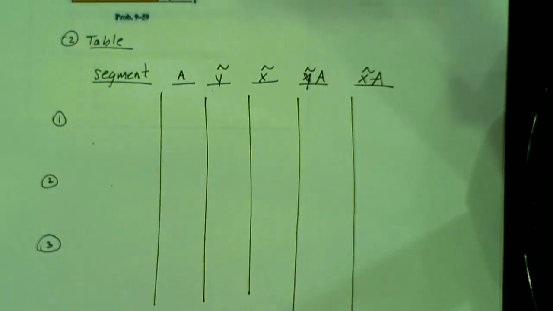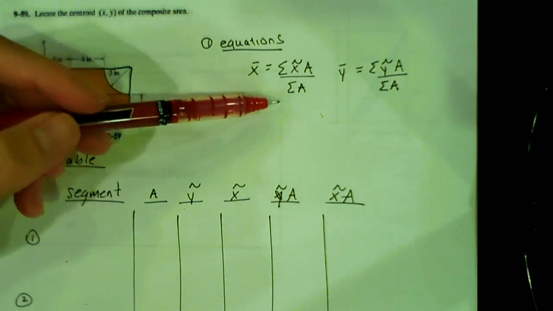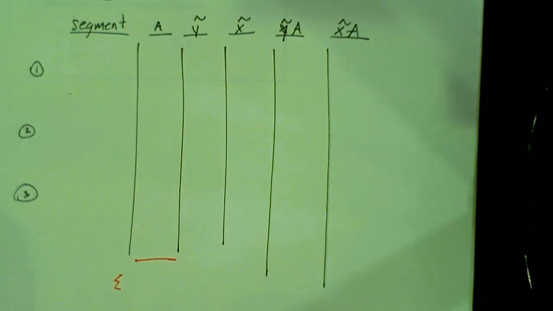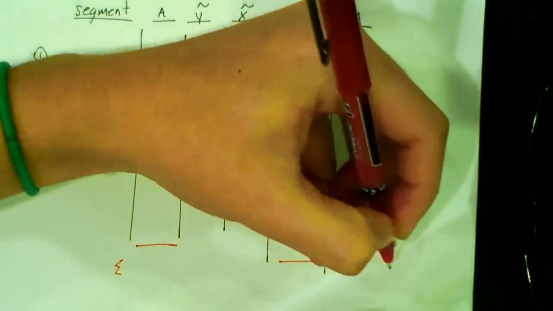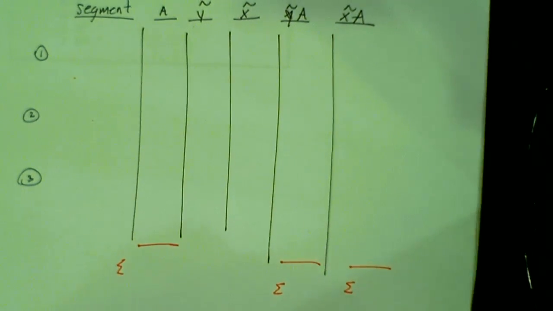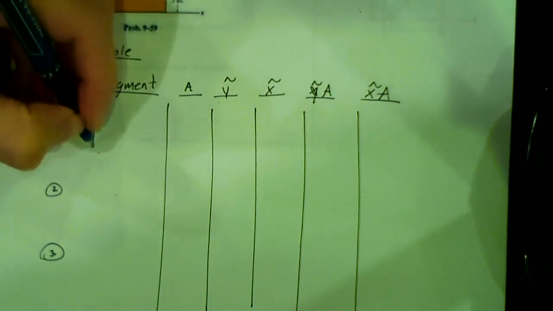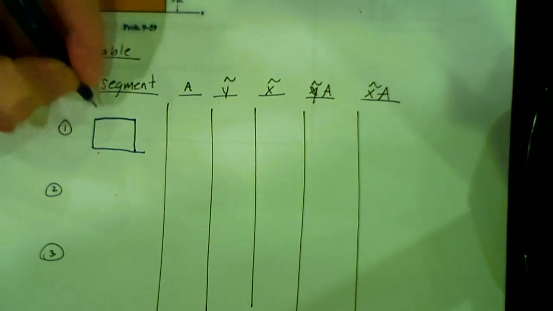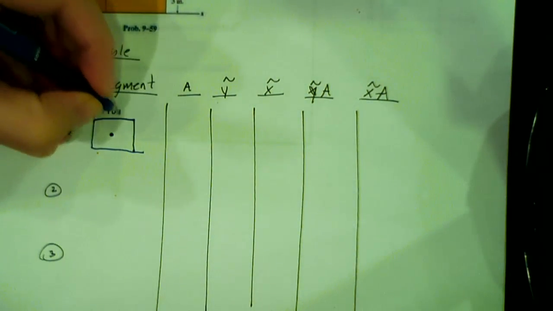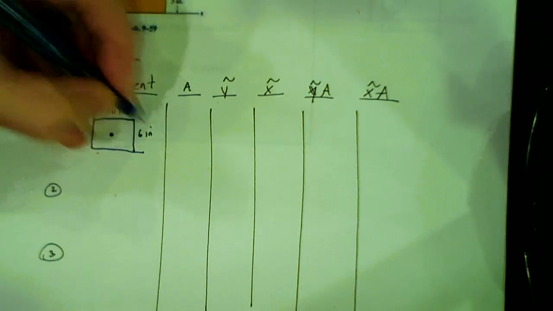But before that, for our equations, we said that we needed the sum of x tilde A and the sum of A. So I always come over here and say, okay, I need that summed up, I need that one summed up, and I need that one summed up. I like doing this in the table because I make fewer mistakes this way. So for segment 1, I just have this lovely rectangle with its centroid right in the middle. That's 10 inches, and this is 6 inches.